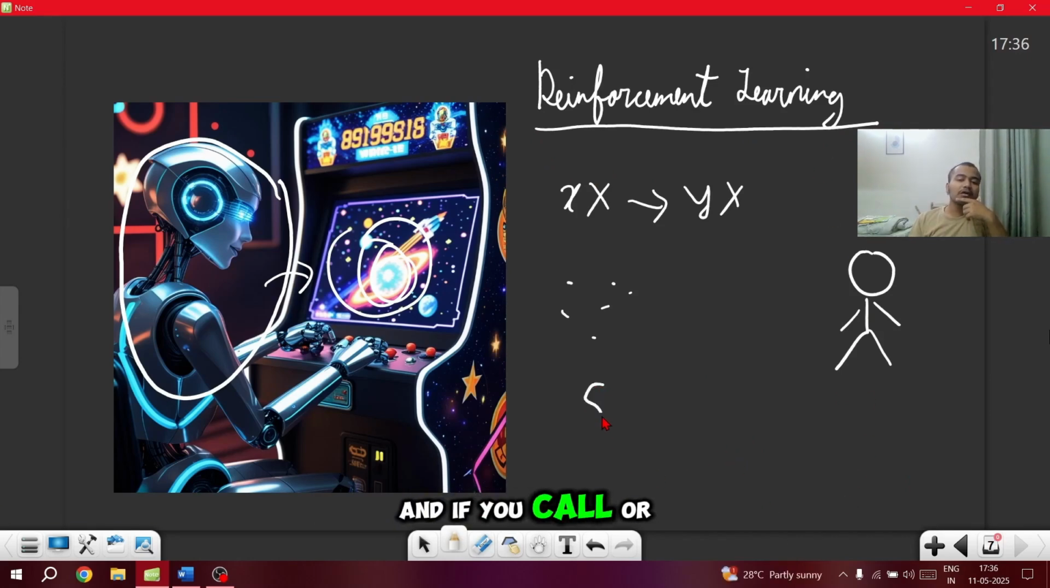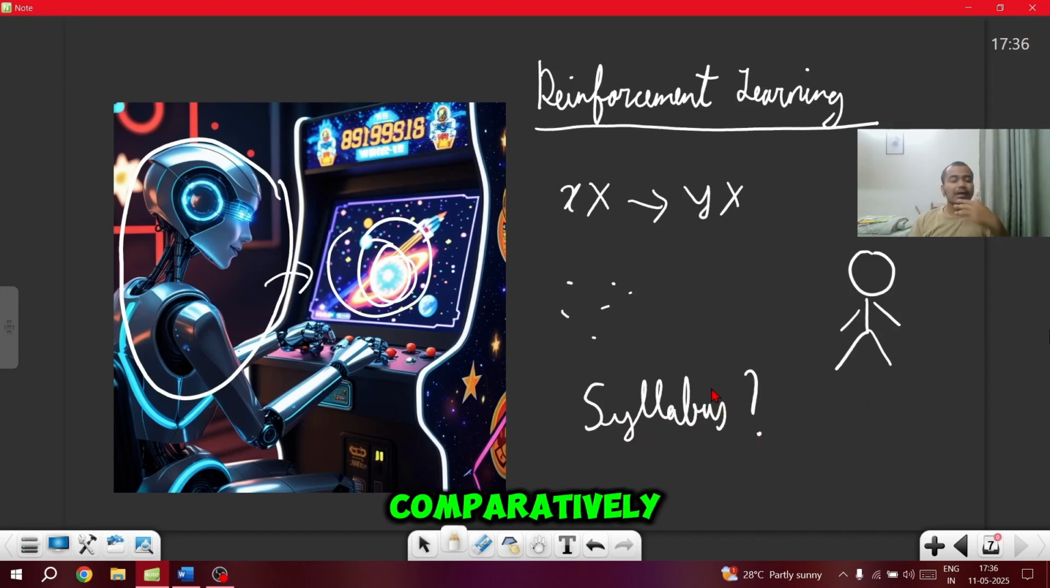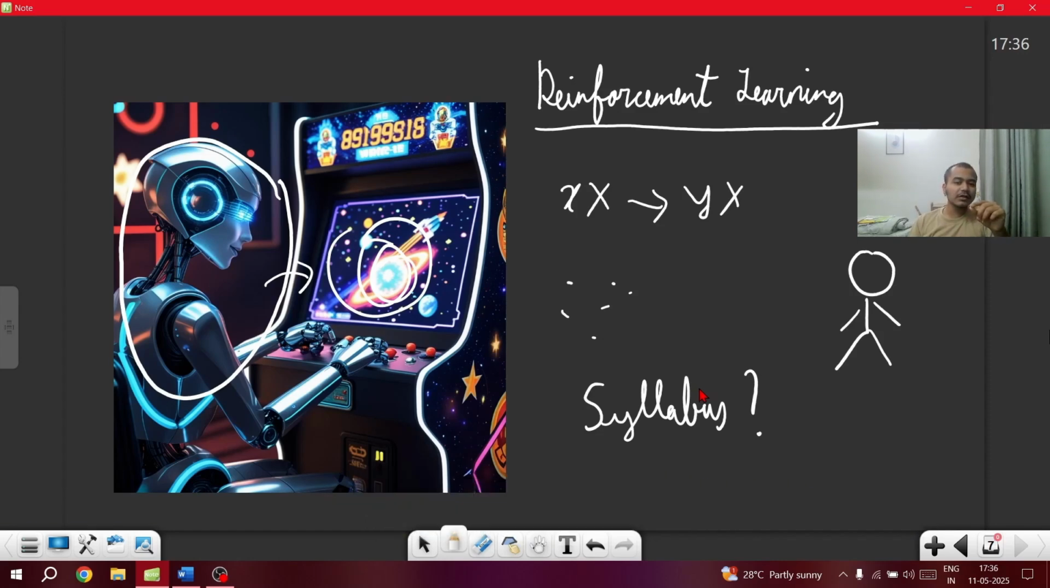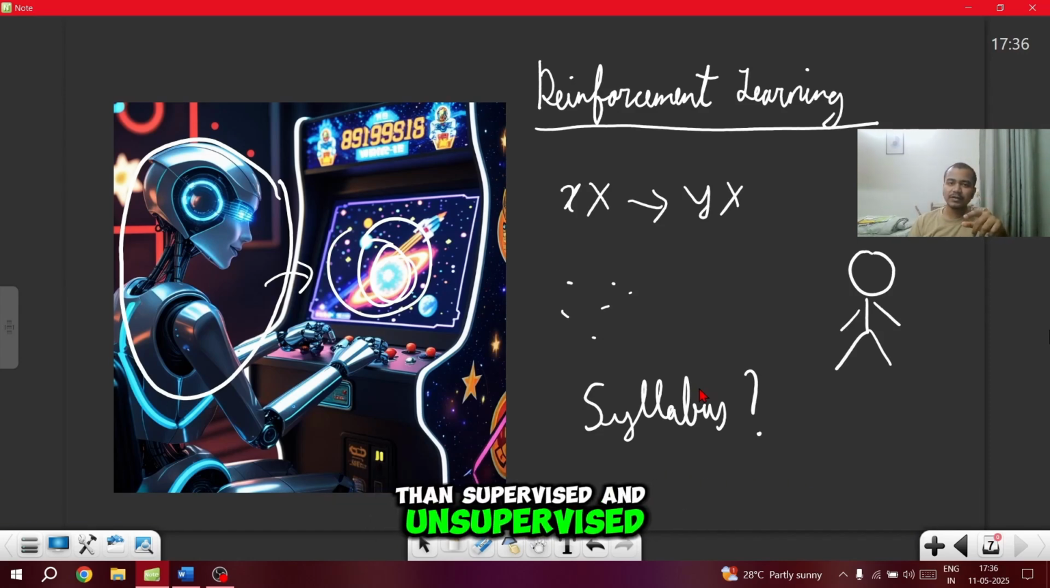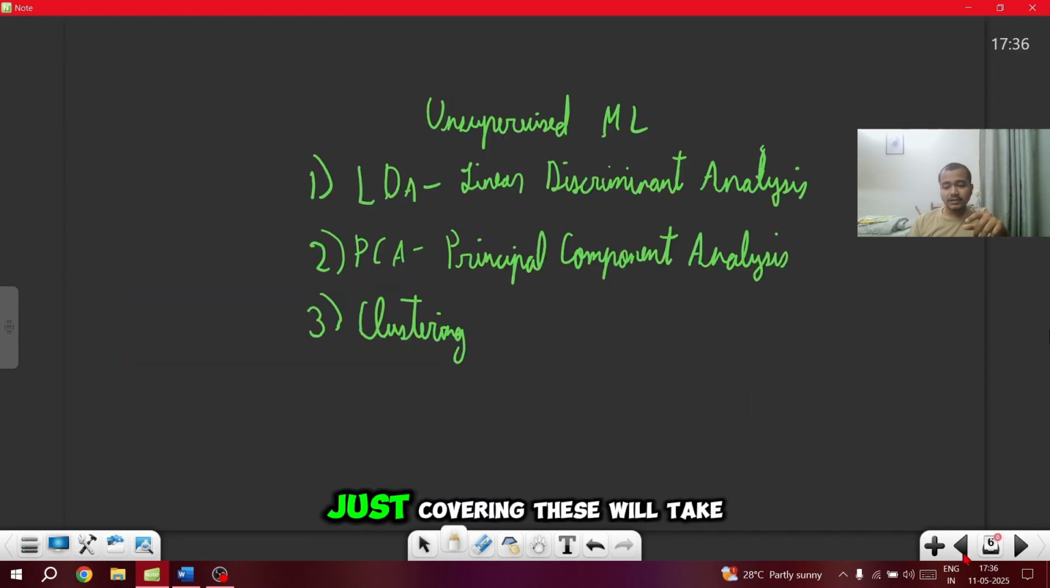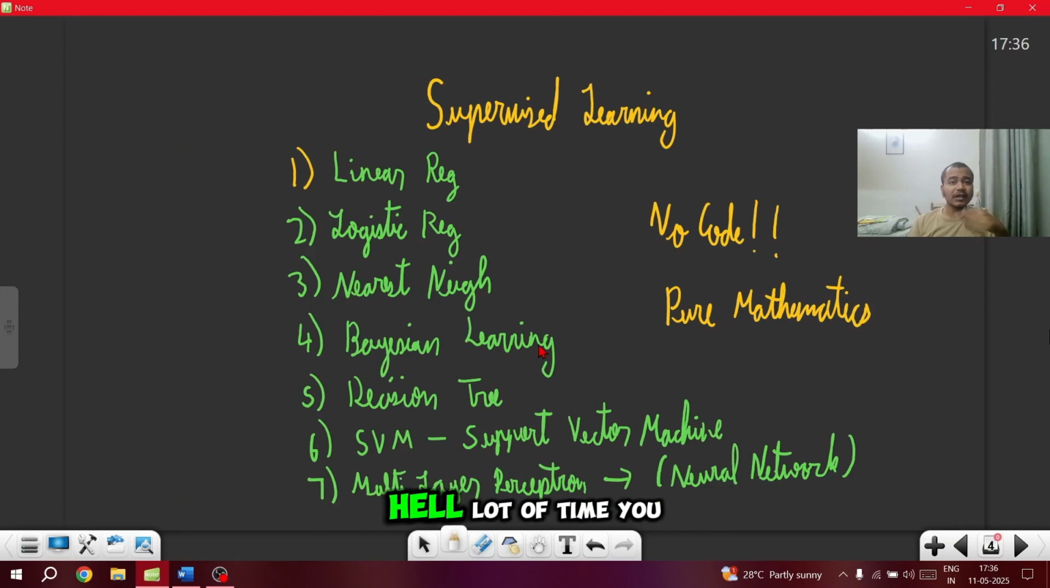And if we talk about the syllabus, comparatively reinforcement learning is somewhat more difficult than supervised or unsupervised. So we will see this in future. Just covering these will take a hell of a lot of time, you see.